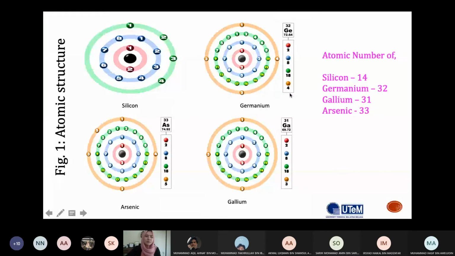This one is also the same atomic structure as the previous slide. This is the silicon, germanium, arsenic, and also gallium. Silicon has a total of 14 electrons. If you add the electrons in each shell, you will get 14. Germanium has 32 electrons. Arsenic has a total of 33, and gallium has a total of 31 electrons.